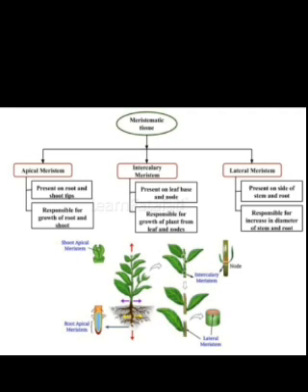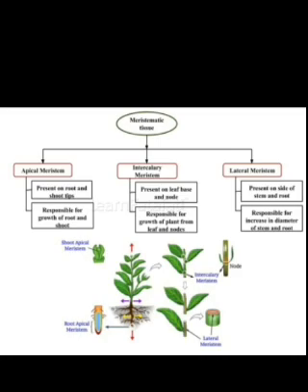Meristematic tissue is further of three types: apical meristem, lateral meristem, and intercalary meristem. Let's talk about apical meristem first. It is present at the growing tip of the stem and roots and increases the length. The second one is lateral meristem. It is present beneath the bark. It is responsible for growth in girth of the trunk. The third one is intercalary meristem. It is present at internodes or base of the leaves and increases the length between the nodes.